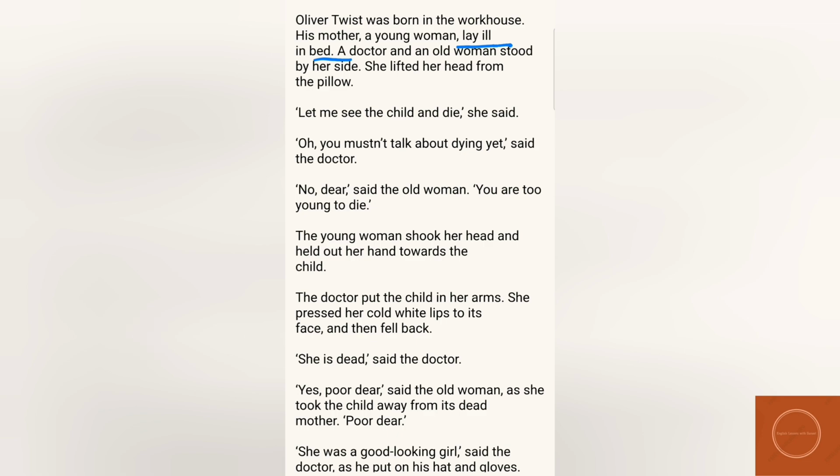It means she already knows that she is about to die, so she was saying these lines: just let me see the baby so that I can die peacefully, that I have at least seen my baby.